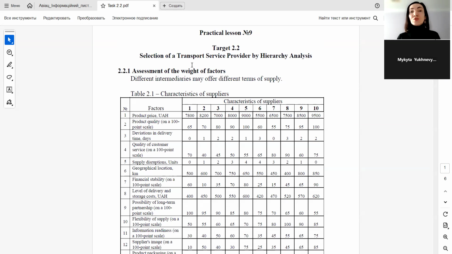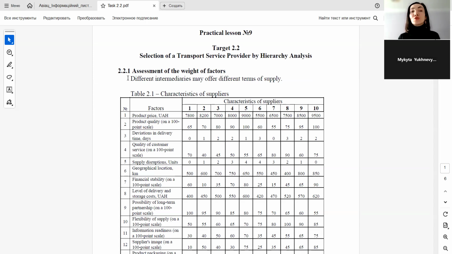We use a new method. We already did the same task, but we used Ball's method, where we find the best position and give it 10 balls, for example, because we have 10 suppliers, and other positions get less, down to one ball in the result. So today it will be task 2.2 and the first part, because it is a very big task, we will do only the first part in this lesson.